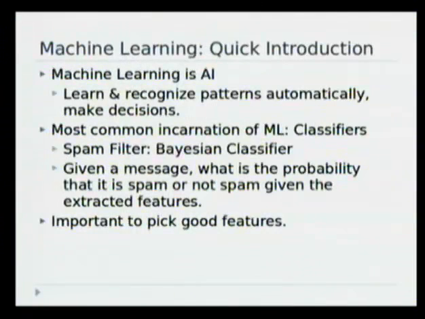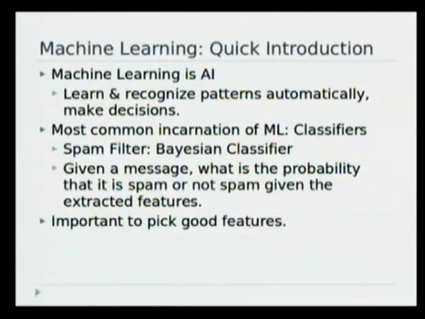Before I go into what the methods were, I just want to give a brief overview of what machine learning is. So machine learning is artificial intelligence. The idea behind it is to learn and recognize patterns automatically from some sort of information that is extracted from the text, or whatever it is you're studying, and then make decisions based on that. So the most common form of machine learning is a classifier. Anyone that's familiar with spam filters, which I imagine all of you are, your spam filter is probably a Bayesian classifier. It looks at the words in the email. It determines the probability of whether or not that email is spam based on the occurrence of certain words, and adjusts those probabilities as the system gets trained on more spam messages.